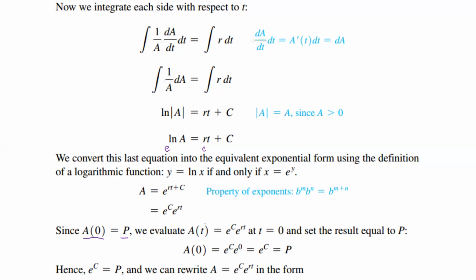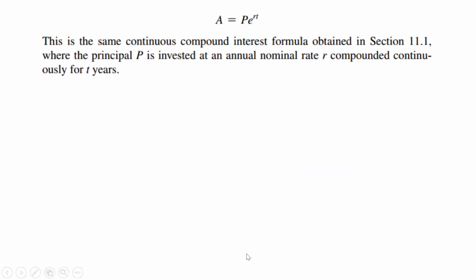Okay. So what we're going to do is evaluate this at time equal to 0, and then set that equal to P. So this is going to be P, and we're going to set t equal to 0. Well, that becomes e to the 0, so that's just 1, and that's still e to the C, and that's equal to P. And so basically we have e to the C is equal to P. And so now, since that's equal, what we can do is say, well, that becomes A equals P e to the RT.